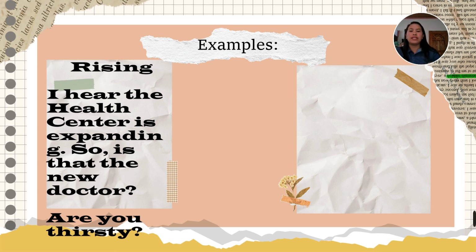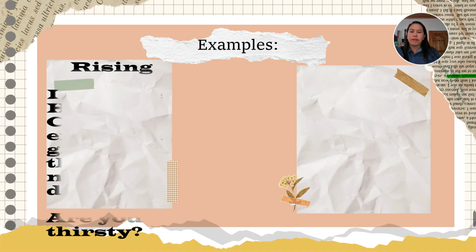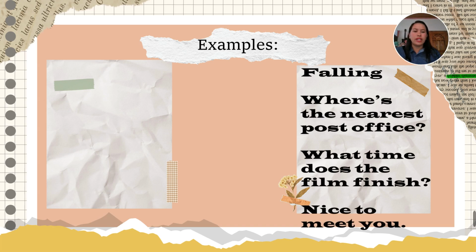So if you have noticed, in the final text, Are you thirsty, at the end of the sentence there is a rising voice in the speech. Okay, very good. Now, let's take a look at the following intonation. Where's the nearest post office? What time does the film finish? Nice to meet you. If you have observed, at the end of the sentence there is a falling of speech. So that is rising and falling intonation.